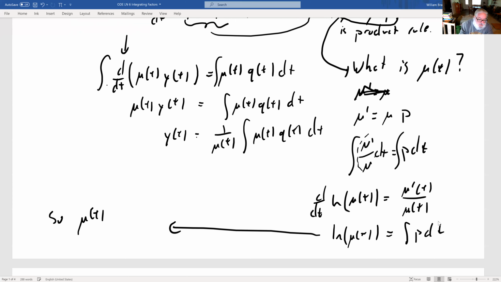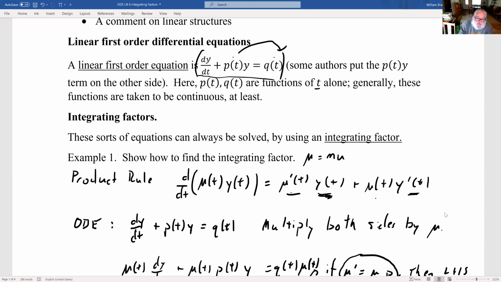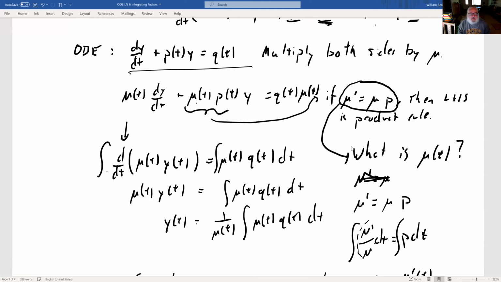So mu of t equals e to the integral of p of t dt. Keep in mind that when we're doing this, we are writing our p of t on the same side as dy dt. Okay? And that's important because you need to keep the sign correct. So that's where this comes from. We want to be able to say this is a product rule. Let me multiply everything by mu, and then if I can satisfy this equation, then this literally is a product rule, and so I can integrate.